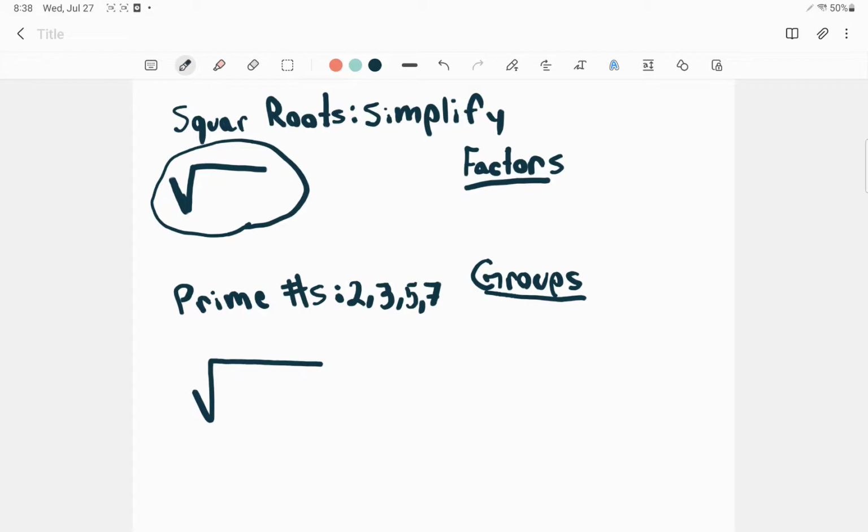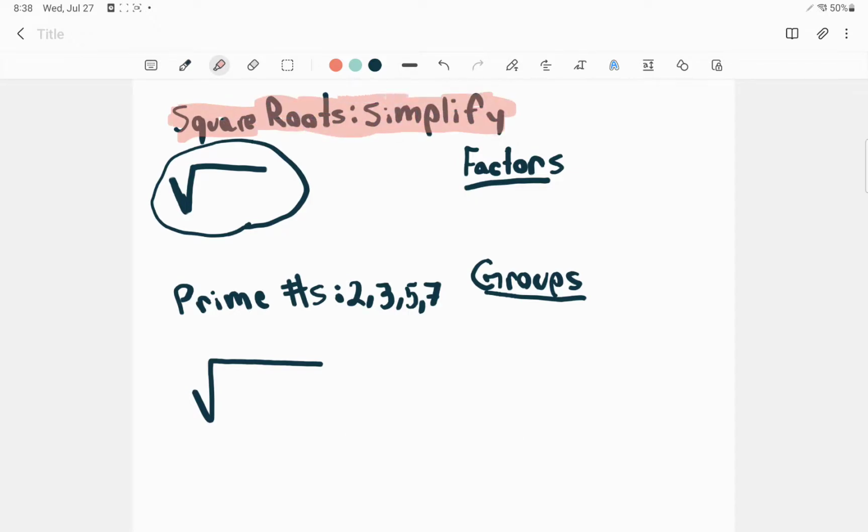So to start out with, what are we going to be doing today? I even spelled it out up here. We're actually going to be simplifying square roots. All right, that's exactly what you see up there. That's what I'm going to highlight for right now. This is what we're doing today. We're going to be simplifying square roots.